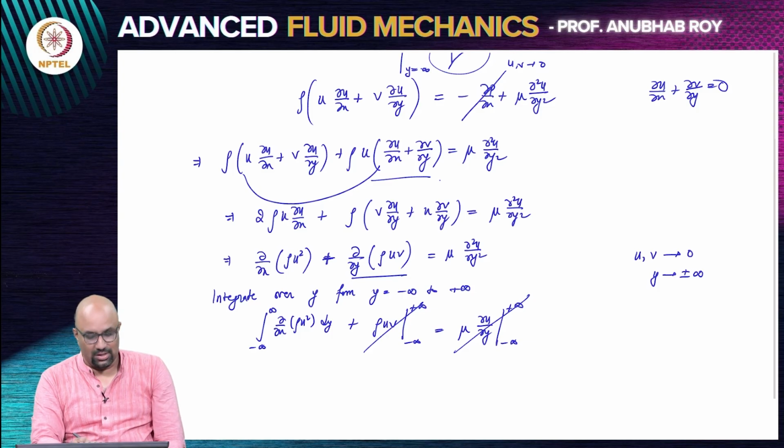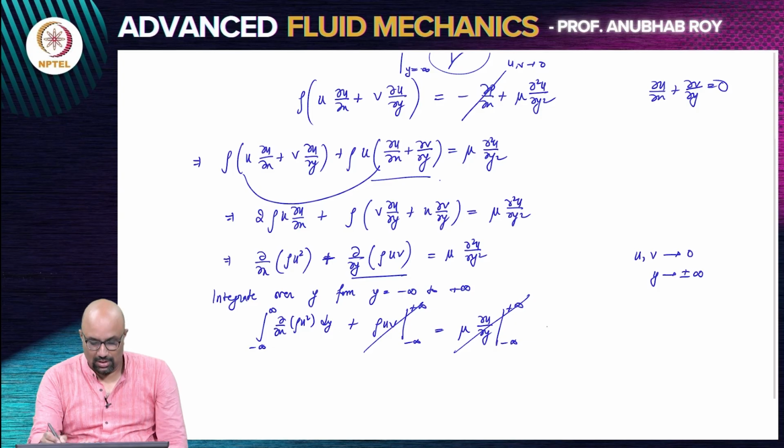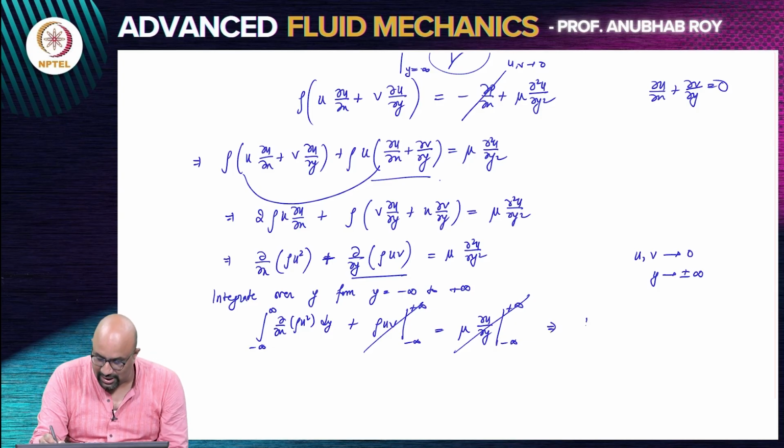So, what is the conclusion? If I take the dou x outside, I will have d dx of the integral from minus infinity to plus infinity of rho u square dy is equal to 0.